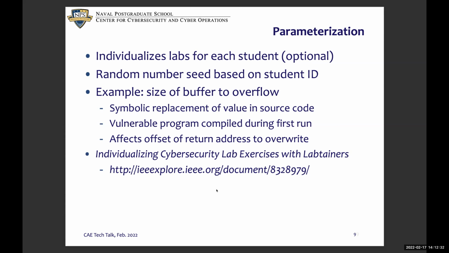A good example of how we do individualization is a buffer overflow lab. The size of the buffer that needs to be overflowed in order to get control of a program affects what you do. If each student has a different buffer size, then they can't as easily share their solution. The way we achieve that is we have symbolic replacement within the source code. The vulnerable program that the student has to attack is compiled when the student first runs the lab. That then affects what you need to use as the return address offset.